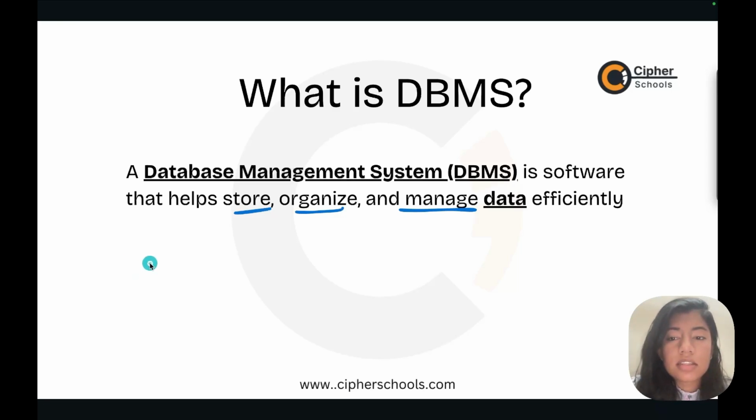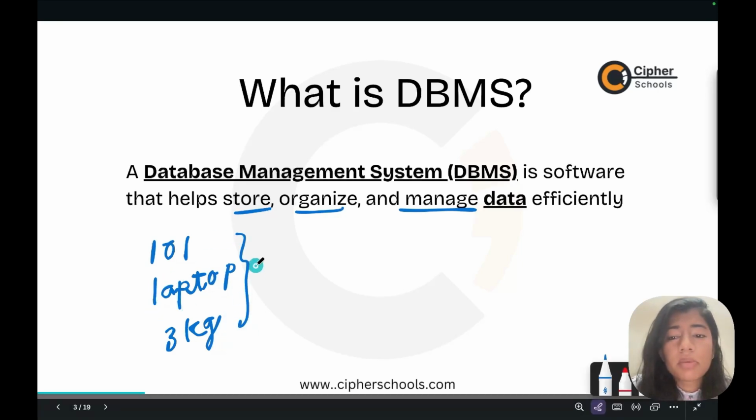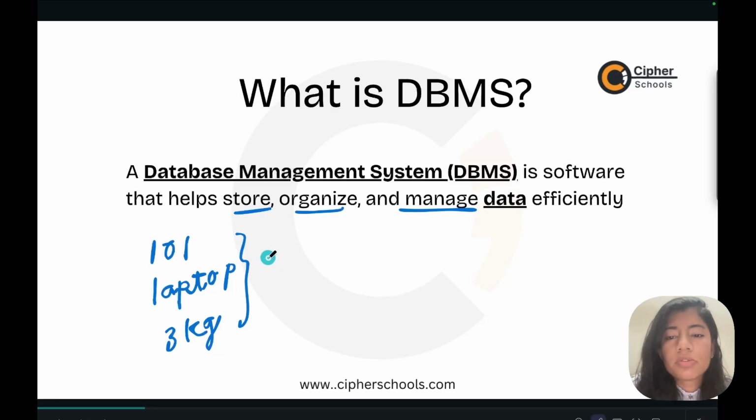To understand this more clearly, suppose I come to you and give you a piece of paper which says 101, laptop, and 3 kg. What does this mean to you? This makes no sense to you, as these are just random figures I'm giving you. What are you supposed to understand from this? So this is what data is: random figures that have no sense of their own.